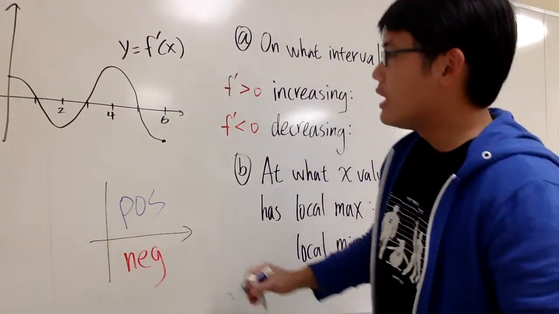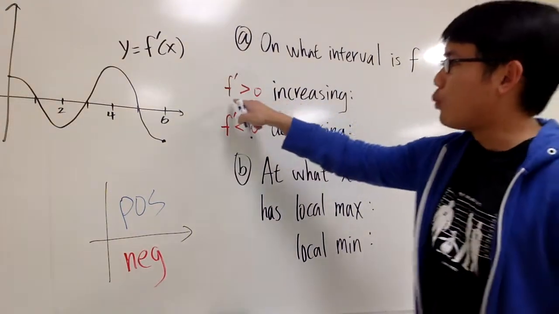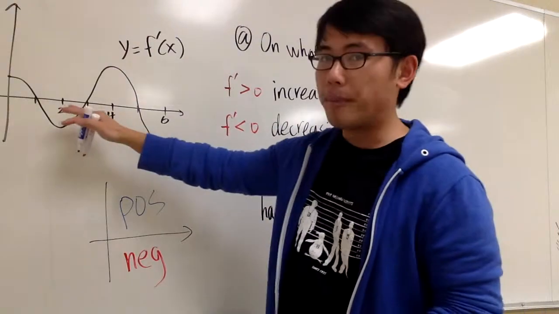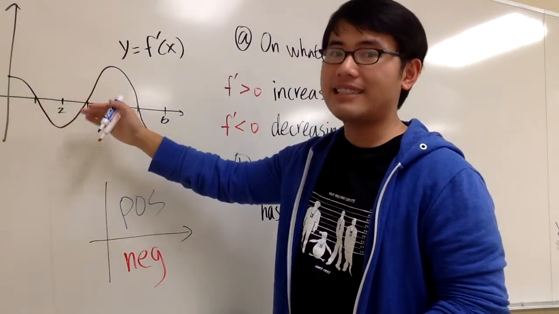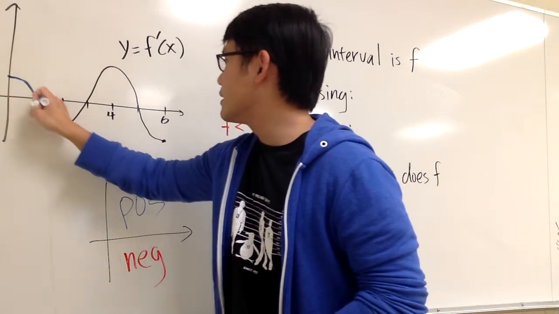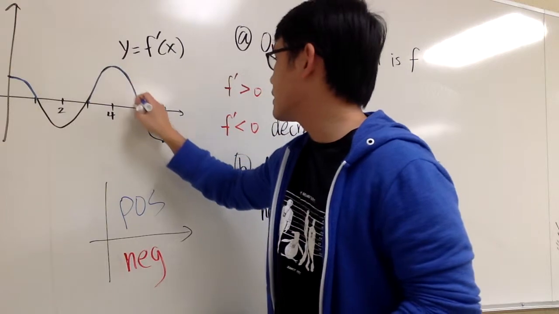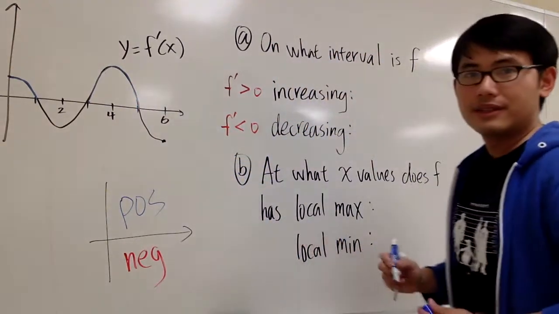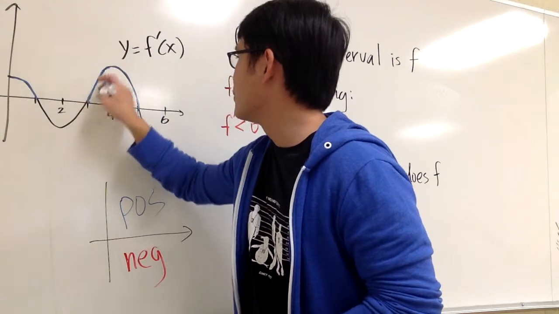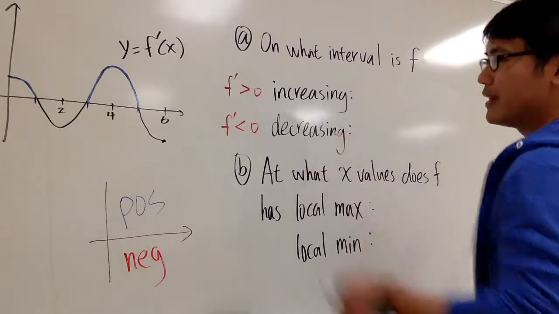Okay? So I'm looking for where f is increasing. That means I want the first derivative to be positive. That means I'm looking for the part that's above the x-axis, which is going to be this part, right? And from this part, like that. So the blue part I draw right here, let me just make it more blue for you guys. Okay, so we can answer the question.